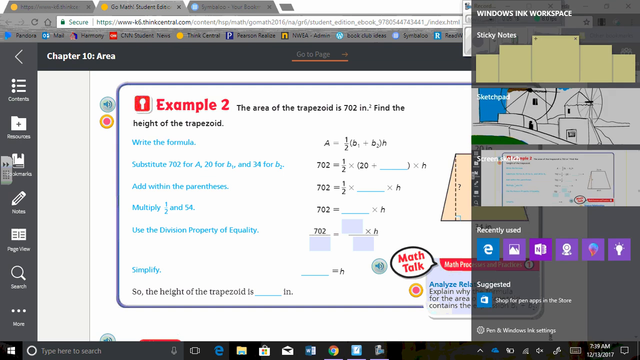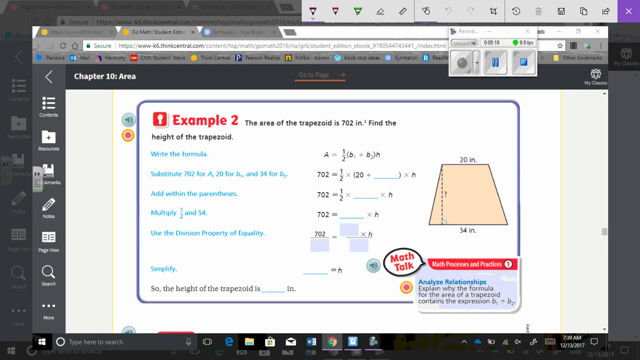And final example is the area of the trapezoid is 702 inches squared. Find the height of the trapezoid. So this is the one where the height is unknown to us. We don't know it. Okay, so write the formula just like you always do. Substitute 702 for A, and then you're going to substitute, we know 1/2 times base 1 is 20, base 2 is 34, and we're going to multiply that by the height.